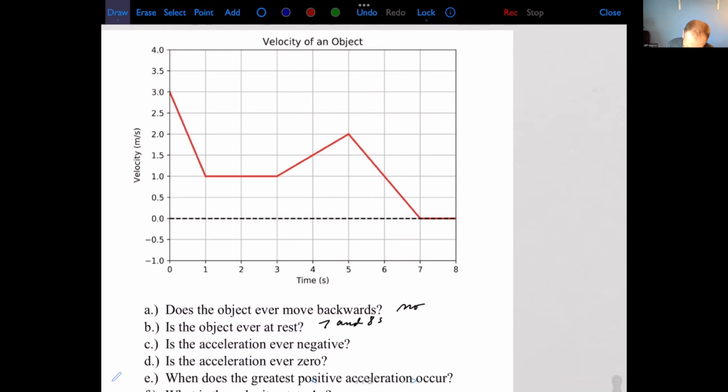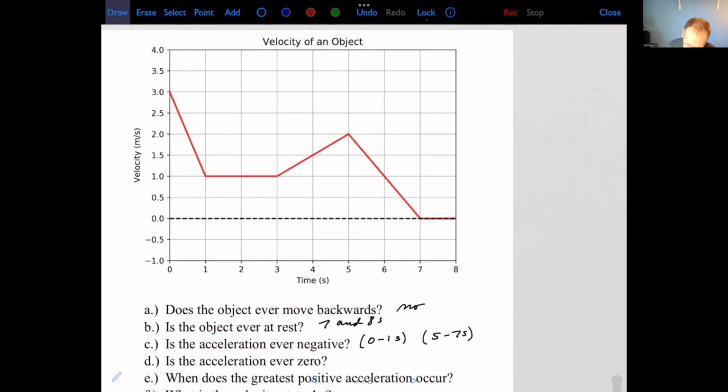Is the acceleration ever negative? Okay, well, the acceleration is going to be the slope, right? The slope of this graph. So is the acceleration ever negative? Yep, the acceleration is going to be negative from 0 to 1 second, right? That slope is negative, which is the acceleration. And then also from 5 to 7 seconds. So 0 to 1, I'll just write that way. And then 5 to 7 seconds.